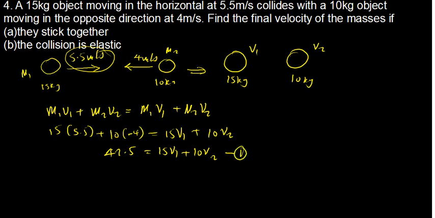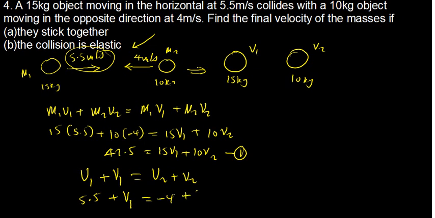So now, because this is an elastic collision, kinetic energy is also conserved. So from the conservation of kinetic energy, we get u1 plus v1 is equal to u2 plus v2. So the initial velocity of the first ball is 5.5, plus the final velocity of the first ball, which we don't know. The initial velocity of the second ball is -4. It's moving at 4 meters per second in the opposite direction, and the final velocity we don't know.